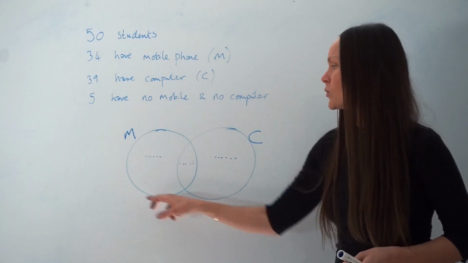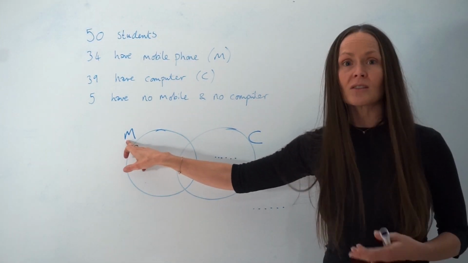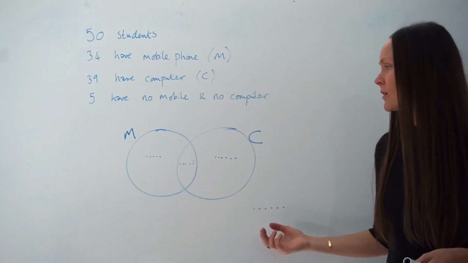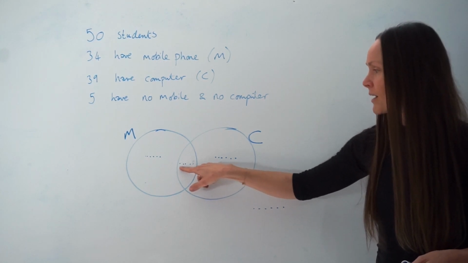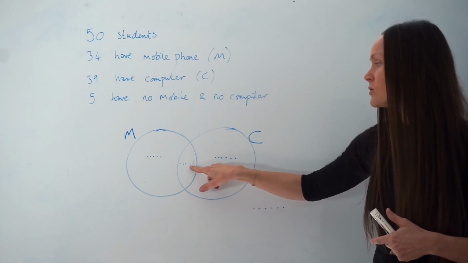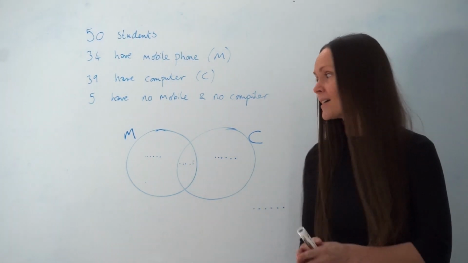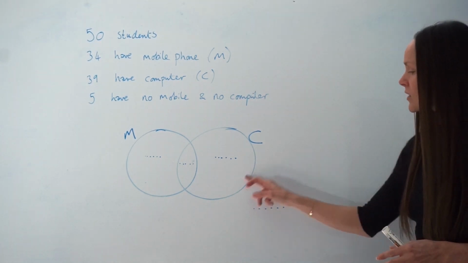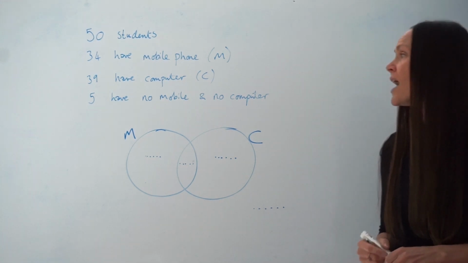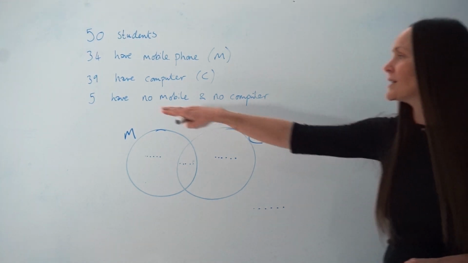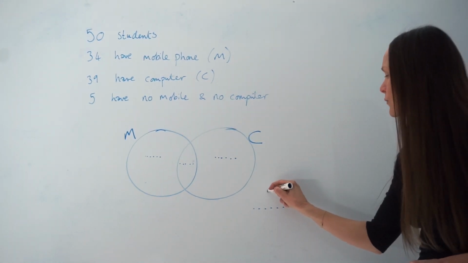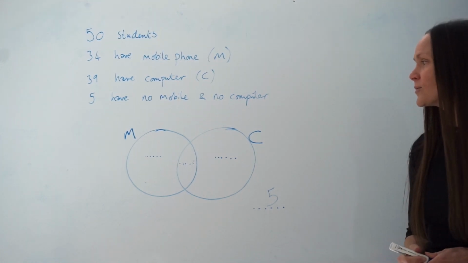So circle M or set M includes all the students that own a mobile phone. Set C includes all the students that own a computer. In the intersection part where it overlaps, this lies within circle M but also in circle C. So this includes the students that own both a mobile phone and a computer. And lastly, outside the circle, well, they're the students that don't own a mobile phone and don't own a computer. And we're actually told this number of students already here in the question. Okay, 5 students have no phone, no computer, so you can fill in that number first outside the circles, okay?